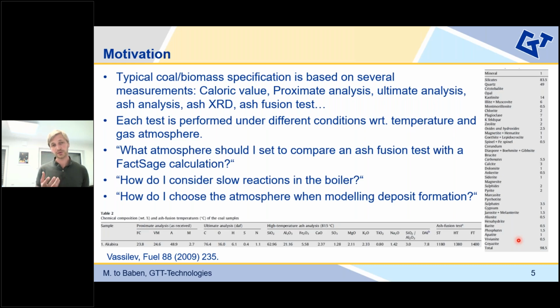Now, in the last year, we have received a couple of questions from customers, and that was actually the real motivation for us to give this presentation. Questions like, what atmosphere should I set to compare an ash fusion test with a FactSage calculation? Or how do I consider slow reactions in the boiler? Because part of your ash particles will not immediately react with the other particles that are next to it. And the question was, how do you consider such slow reactions? Or how do you model the atmosphere when you want to calculate the formation of deposits?